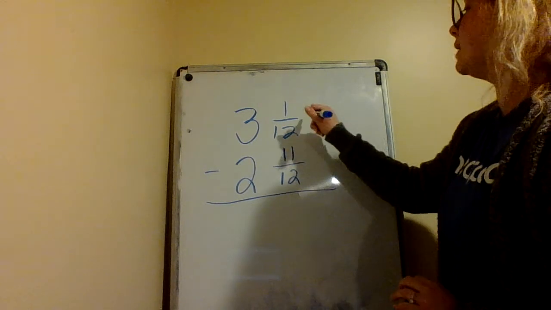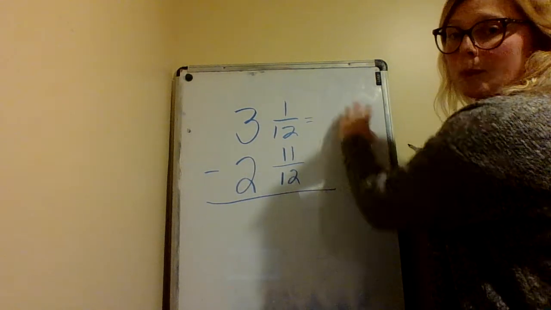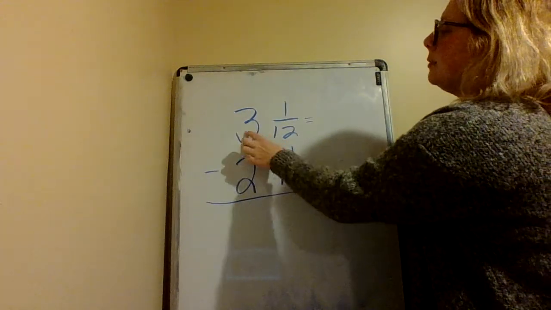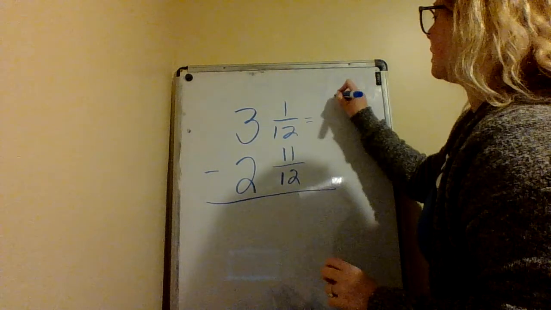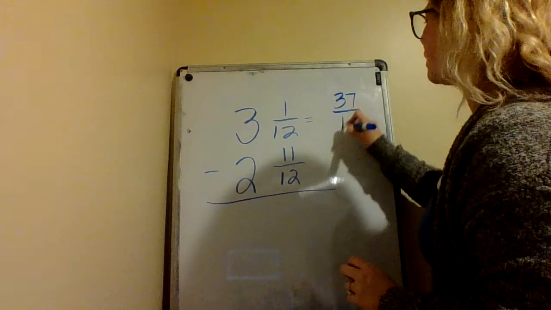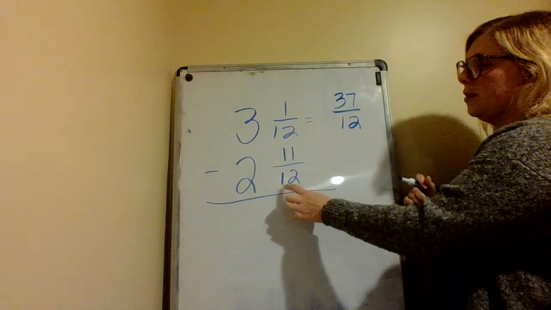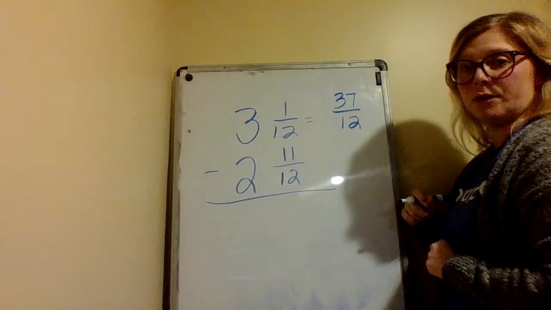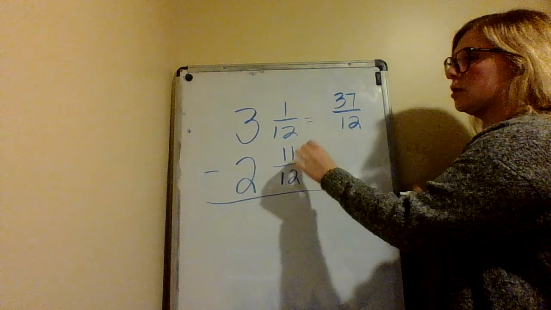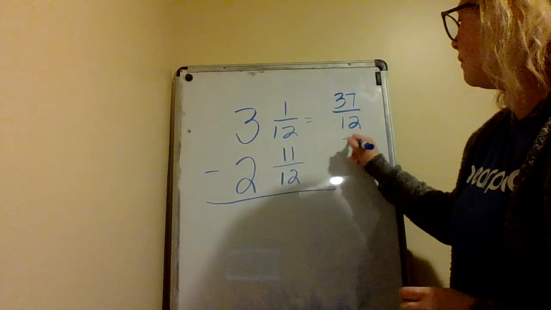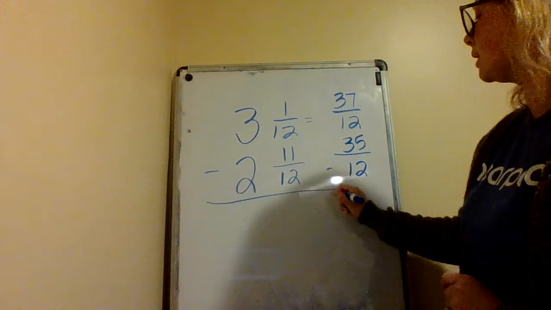So, like I said yesterday, one way that we could do it is we could change them into improper fractions. So we can do 12 times 3, which is 36, and add 1, 37. So we have 37/12. And then we have over here 12 times 2 is 24. And add 11, well, I could do 24, and then add 10 is 34, and one more 35. 35/12. And then we just subtract.